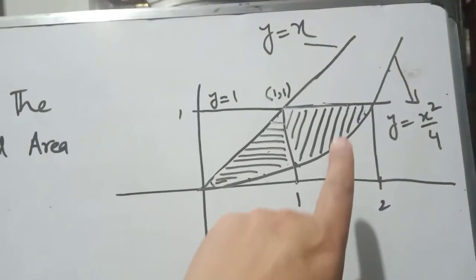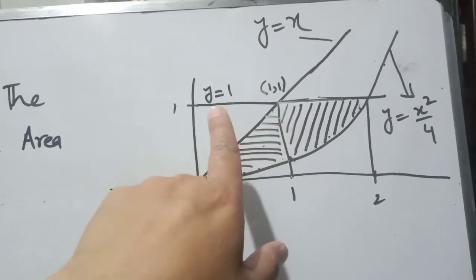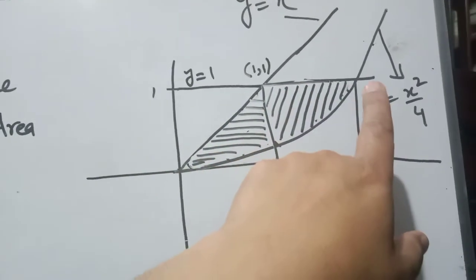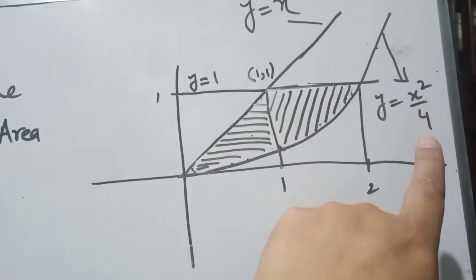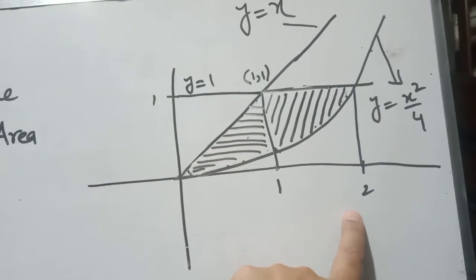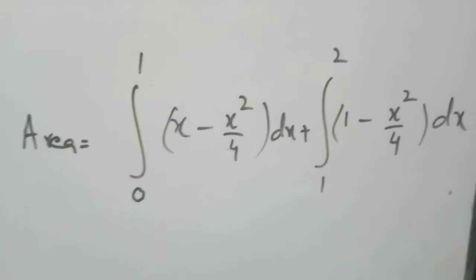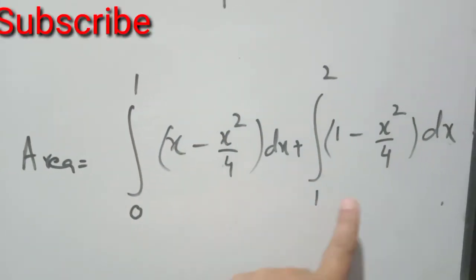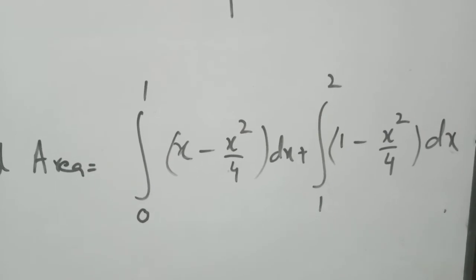See the figure right here. This is the upper curve. The upper curve is basically the straight line y equals 1, and the lower curve is this one, y equals x squared by 4, and the range is 1 to 2. So we write this. Simply we will integrate these two functions and apply the limits. We will get the required answer like this.